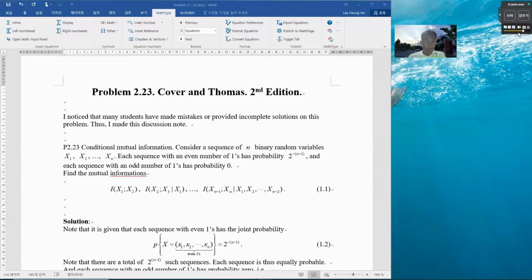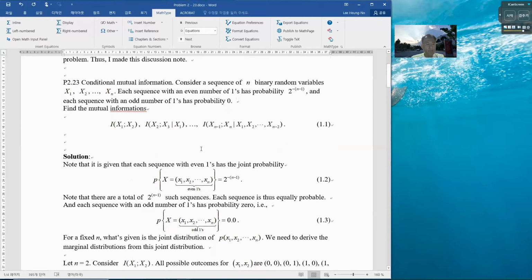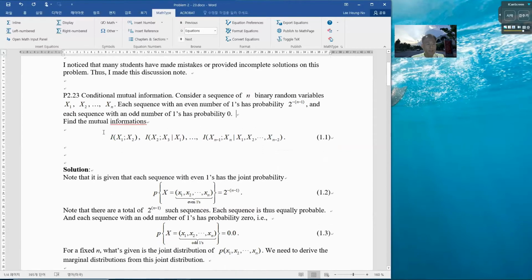Okay. Right. So problem 2.23 is finding the mutual information of this form.